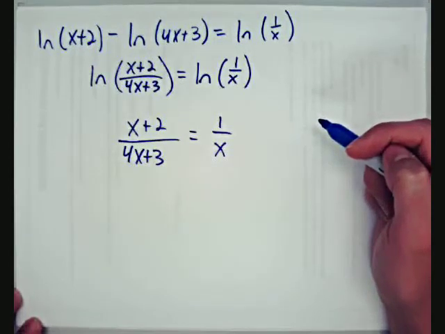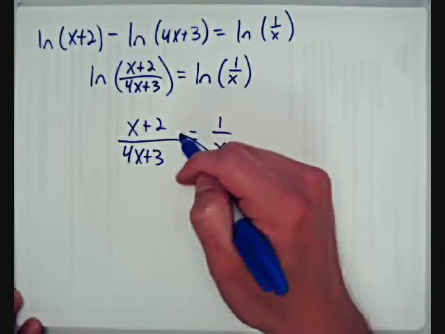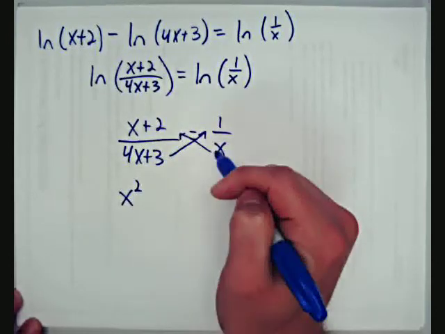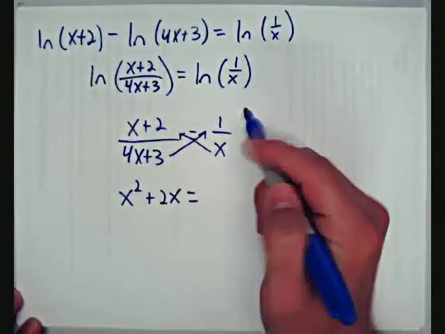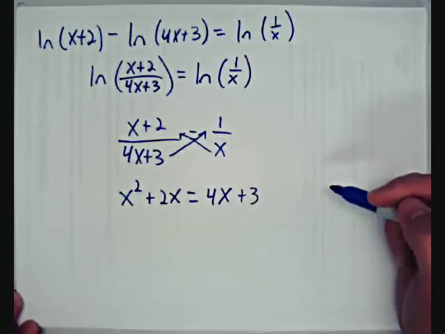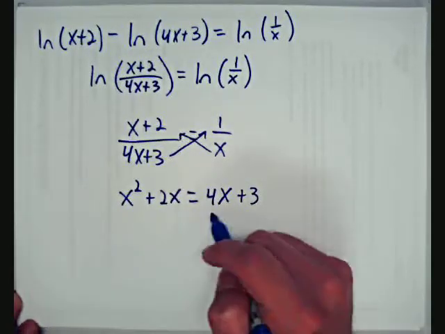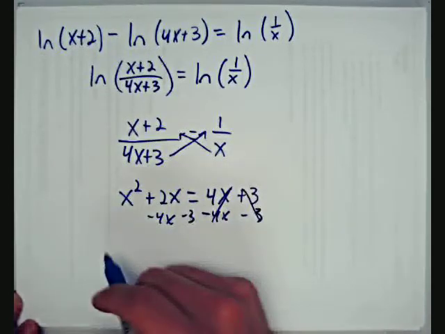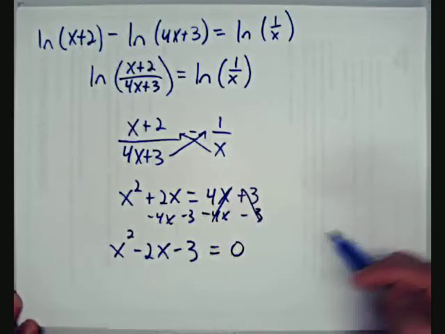Now our task is to solve this equation. We have a fraction equaling a fraction, so we can cross multiply. x times x plus 2 will have x times x is x squared, x times 2 is 2x, equaling 4x times 1 is 4x, and 3 times 1 is 3. So this results in a quadratic equation. We want to get all of our terms together, subtract 4x and subtract 3. So we have x squared minus 2x minus 3 equals 0.